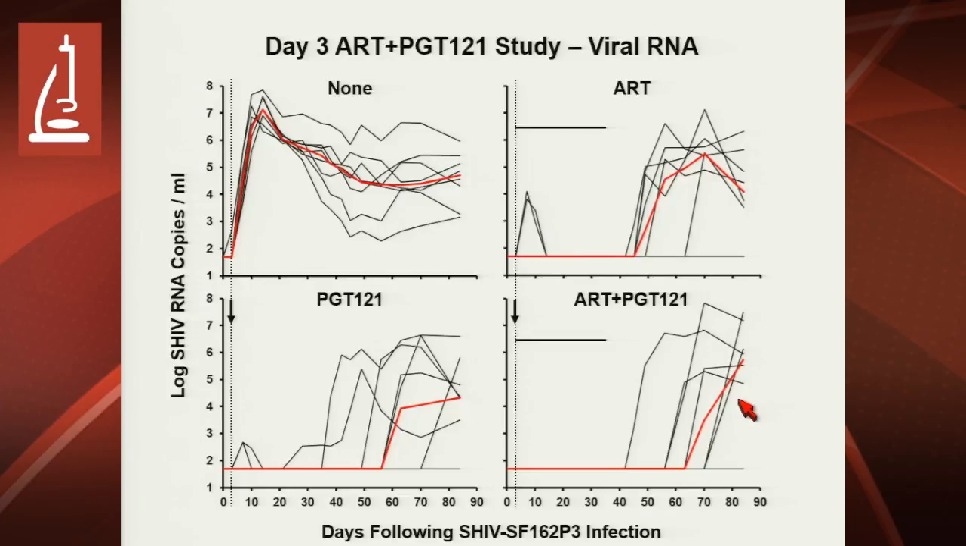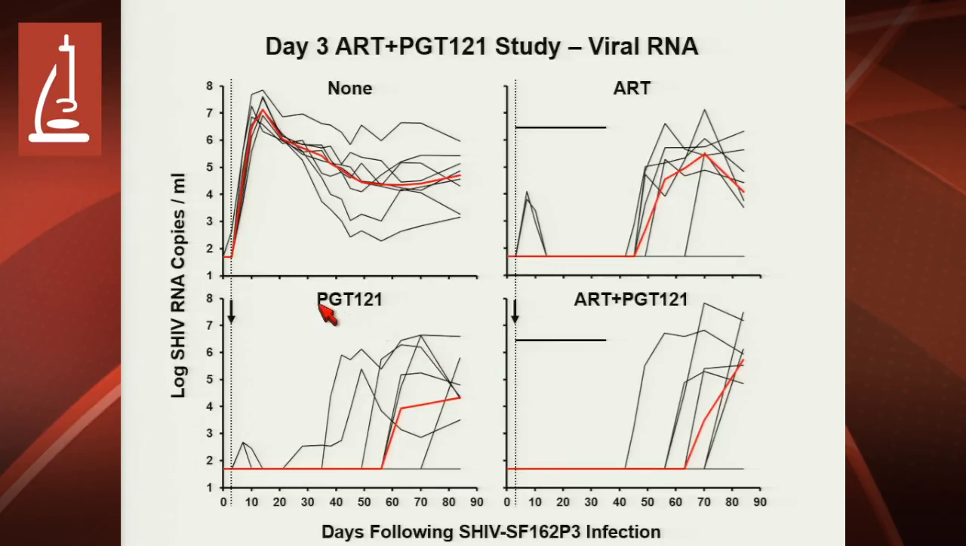Here are the results when we intervene extraordinarily early, on day 3. Essentially, the vast majority of these animals actually were aviremic at the time of initiation of therapy. So this is, again, the no intervention group. In the ART alone group, we start ART, and 2 animals actually blip up from day 7 to day 10, perhaps reflecting a large amount of virus already replicating in the gut. And after ART is stopped, all animals except possibly 1 rebound.